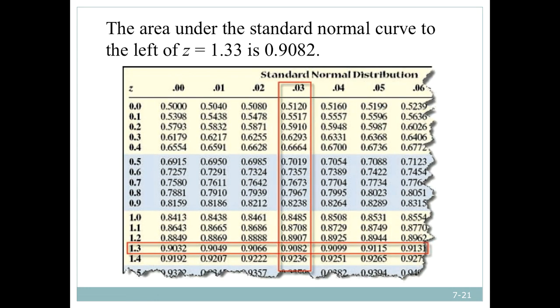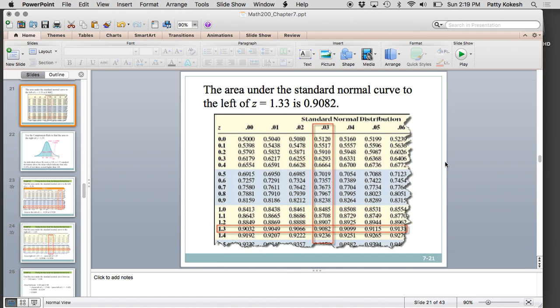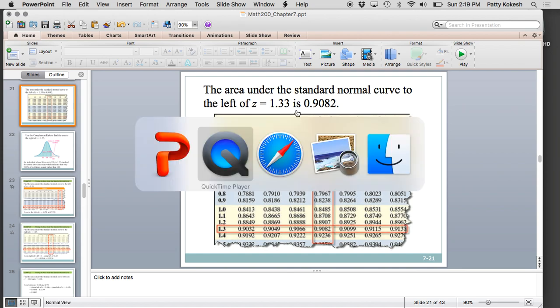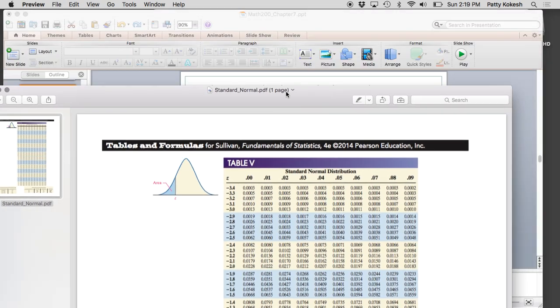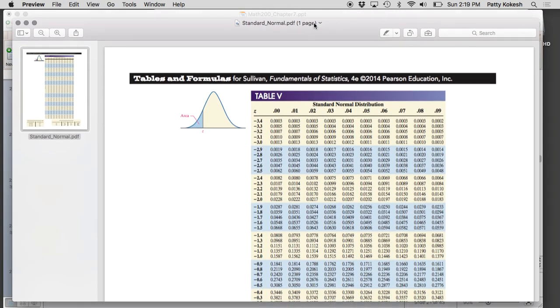Now, I'm going to pull up a table now, so let me kind of minimize out of this real quick. And what you're going to do is you're going to take Table 5, which is in the packet provided to you. It's also in your ebook, okay, if you don't have a physical copy of the book. So I'm going to go here. It looks something like this. And all we're going to do is we're going to look up 1.33.